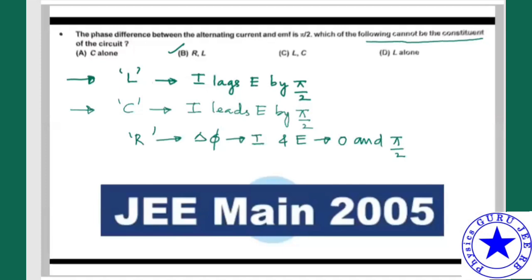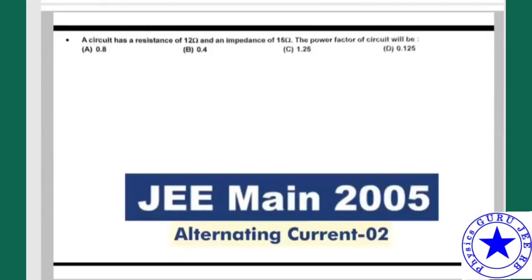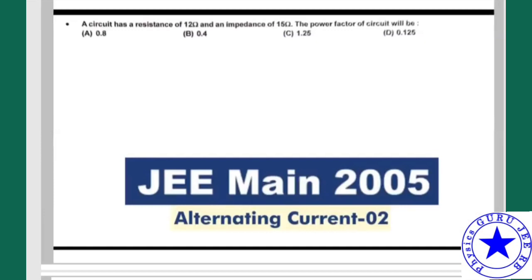Okay, now we'll proceed to the next question, which was given in JEE Mains 2005. One more question is given, so you can see the question here. A circuit has a resistance of 12 ohms and impedance of 15 ohms. What will be the power factor of the circuit?